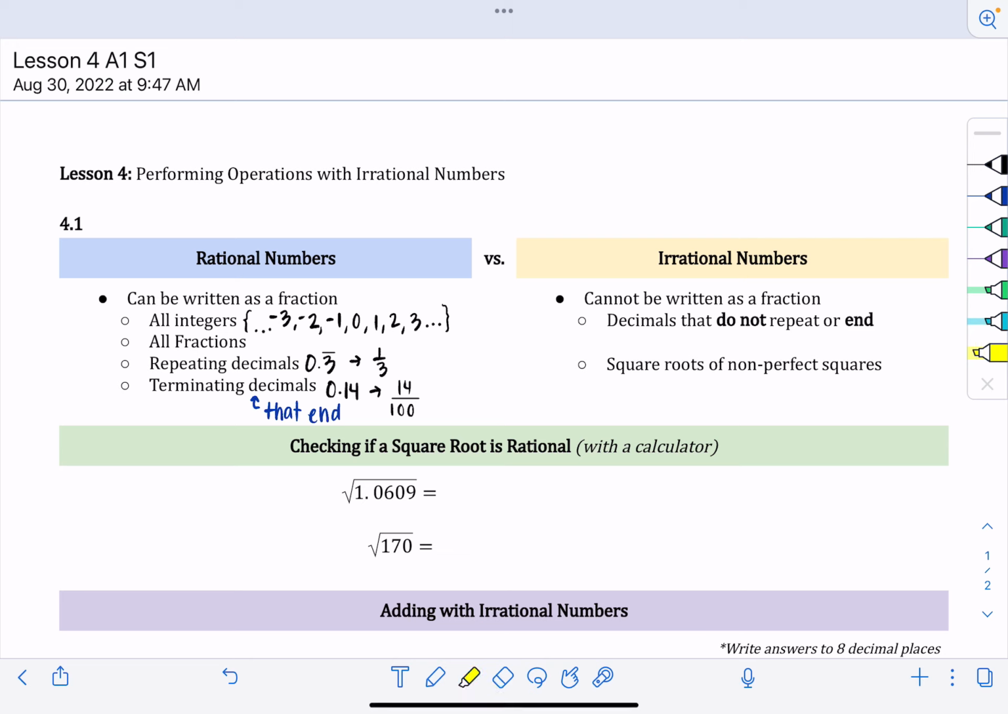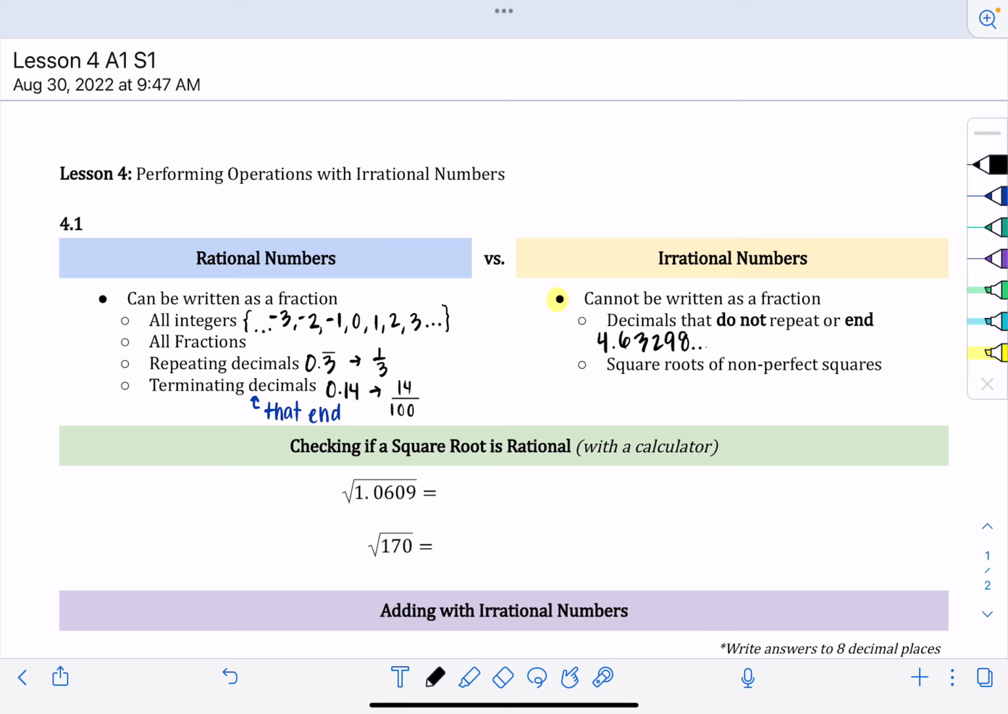Okay, and then moving on to the right side, the irrational numbers. So irrational numbers are the opposite. They cannot be written as a fraction. So the main types of numbers that cannot be written as a fraction are decimals that don't repeat and don't end. So the opposite of rational. For an example, I could do 4.63298 and so on. It continues on forever, and there's no recognizable pattern. It just keeps going without any sort of repeating.